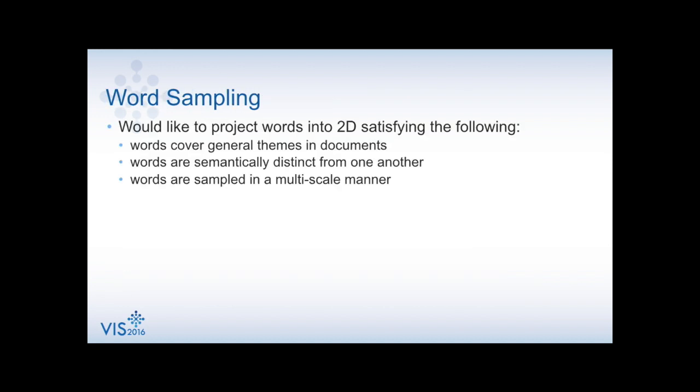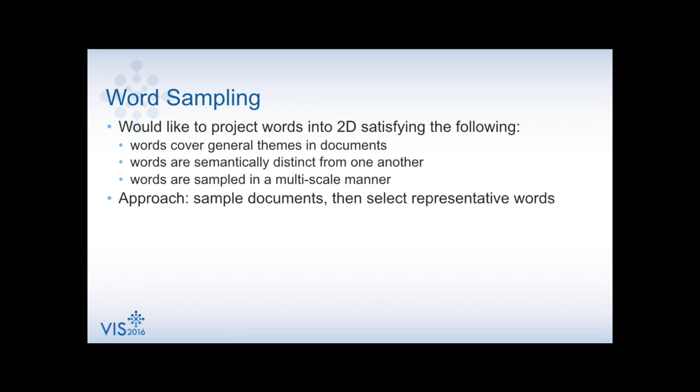So we first address how to sample words and project them to 2D. We'd like the words sampled to satisfy the following criteria. They should cover general themes in document usage. They should be semantically distinct from one another, and they should be multi-scale to allow for level of detail as the user zooms and pans the 2D embedding. So we achieve this in a two-step process. We first perform farthest point sampling of the document embeddings, and then select representative words.